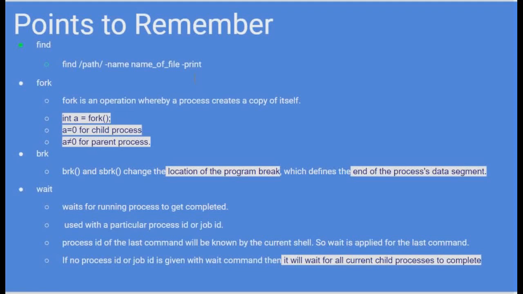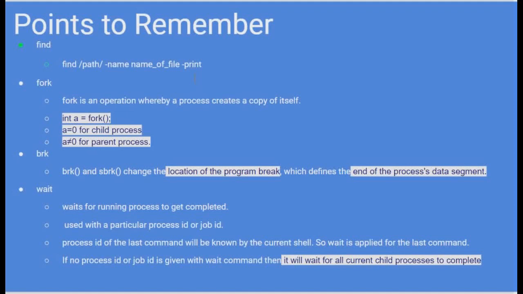Fork is an operation where a process creates a copy of itself. So if I say int a = fork(), that means the current program will create its own copy, and a child process will be created. Fork will return 0 if it is a child process, so a will be equal to 0 in the child. If it is not 0, that means it is the parent process. So fork just creates a copy of the process itself.